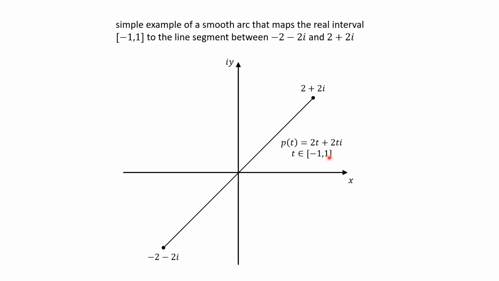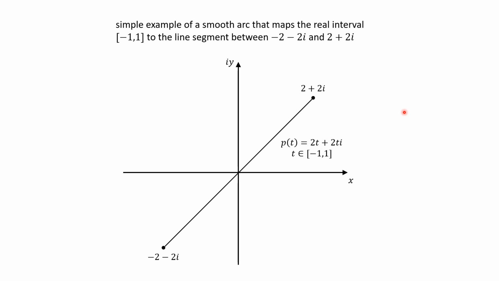You can see here when you put in t equals minus 1, you get this point here, minus 2i. When you put in t equals 0, you get 0. If you try any of the points in between here, you'll get a point along the segment. And when you put in 1, you get 2 plus 2i. So this point here. We can verify that the p of t is just the line segment.